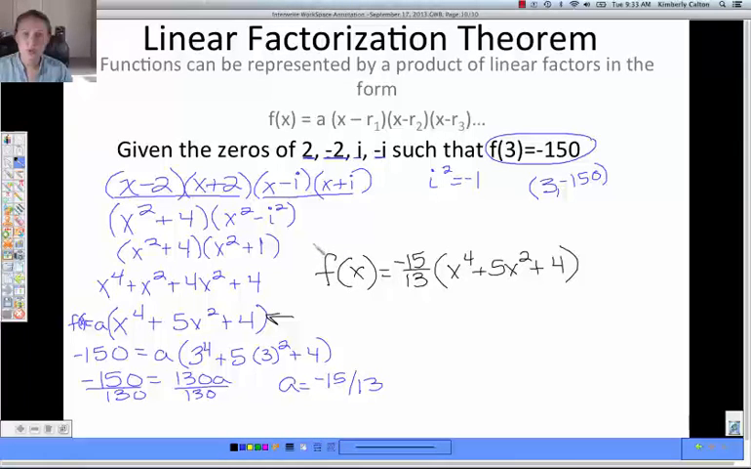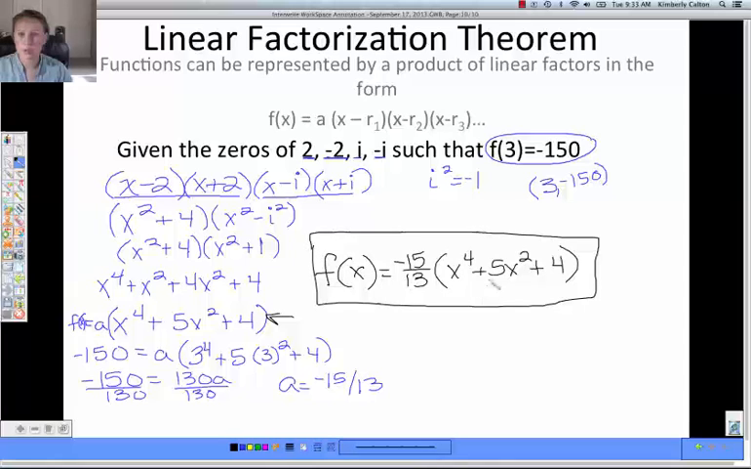Now you could distribute the negative 15 thirteenths to each piece inside that parenthesis, or you can leave the answer just like it is. Either one would be an acceptable answer.